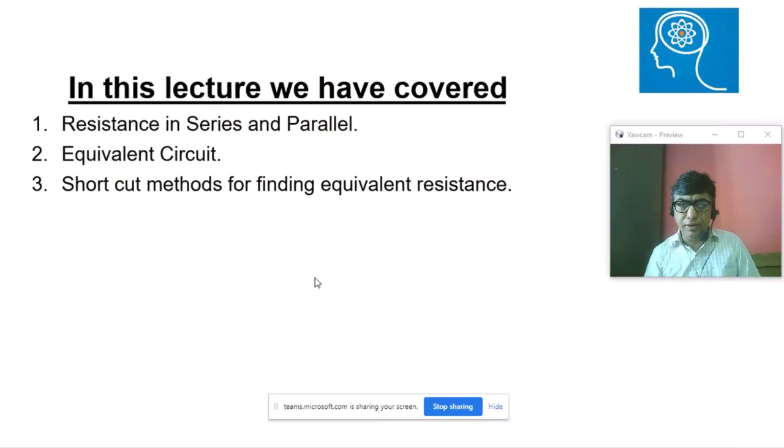So in this lecture we have studied resistors connected in series and parallel, then the equivalent resistance, and then shortcut methods for finding out the equivalent resistance.